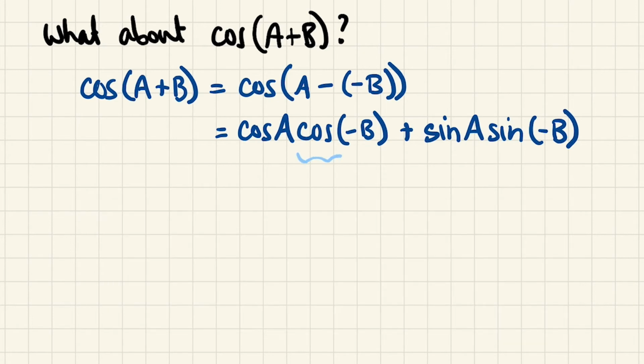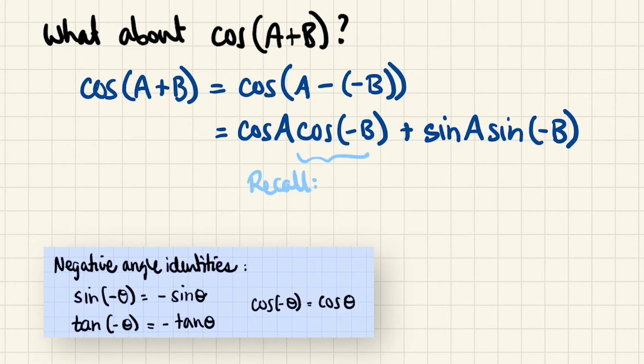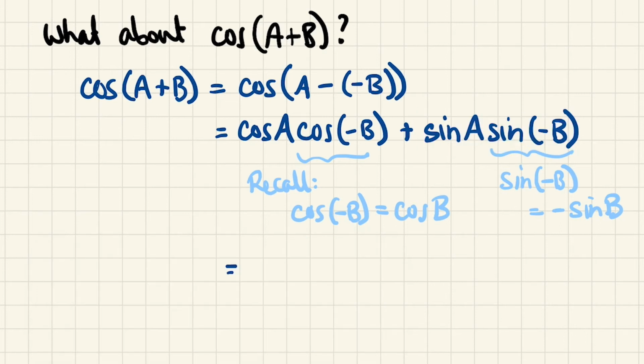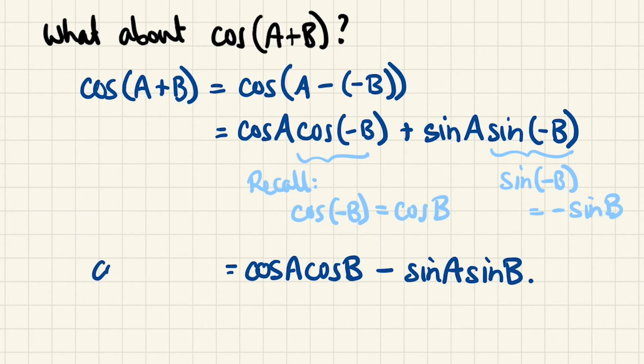All right, but recall that cosine of negative stuff is equal to cosine of positive stuff, because cosine's an even function, right? This is the negative angle identity for cosine. And similarly for sine, sine of negative an angle is not quite sine of the positive angle, it's actually negative sine of the positive angle. So that negative is going to come all the way to the front of this term. And we're going to get cosine of A times cosine of B minus sine of A sine of B. And that's the sum identity for cosine.